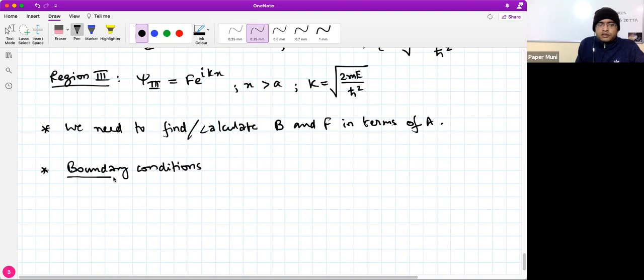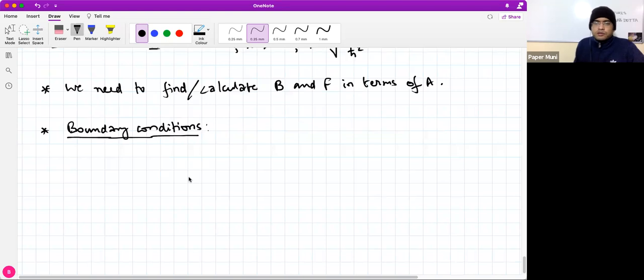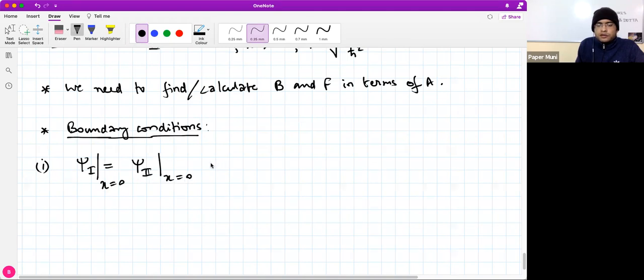You can do the complete derivation once, and then leave it. You don't need to repeat it, just remember the conclusions. The boundary condition is at x equal to 0, where the wave function will be continuous. This will give you A plus B is equal to C plus D. Let's say this is equation 1.